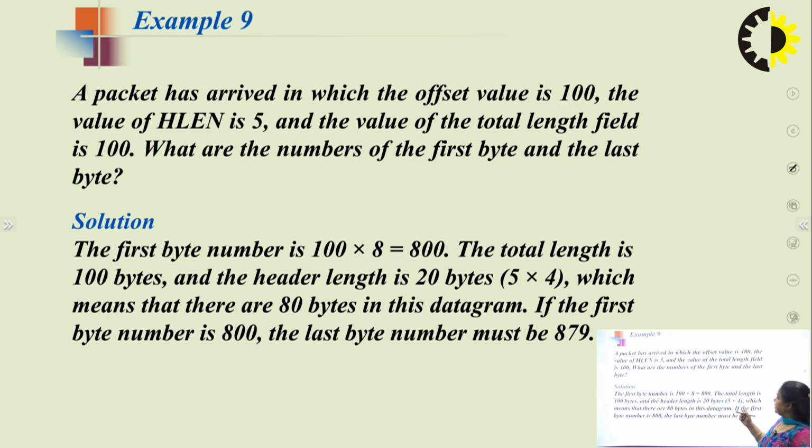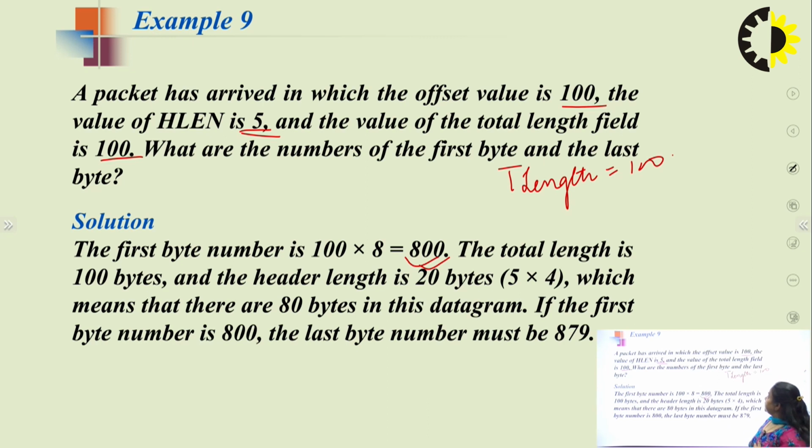The last example here: if the offset value is 100, the header length is 5, and the total length field is 100, what are the numbers of the first byte and the last byte? To calculate the first byte, we know the offset value, so we multiply the offset value by 8, and it comes out to be 800. It is already given that the total length is 100 bytes.